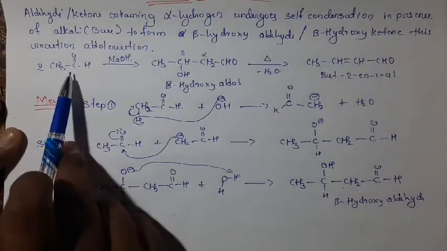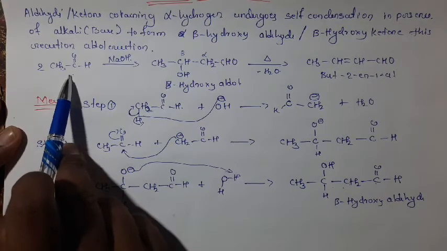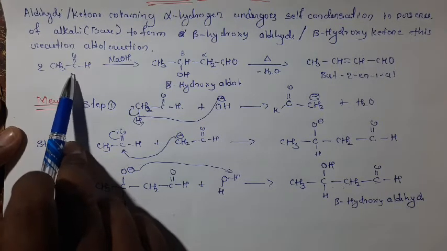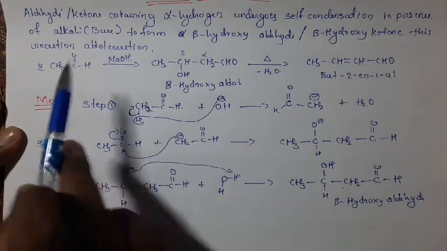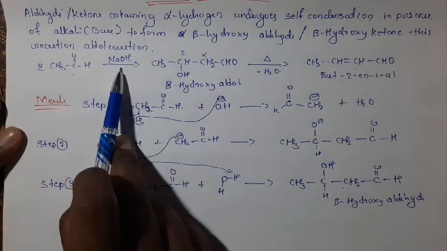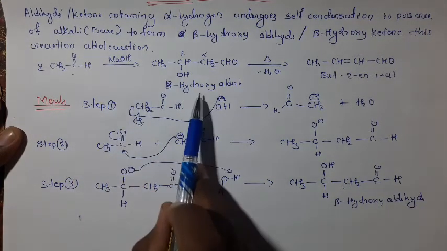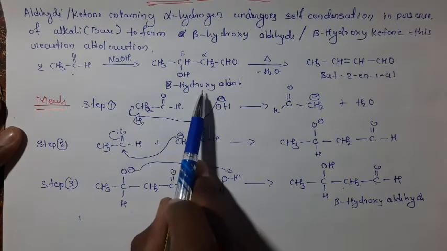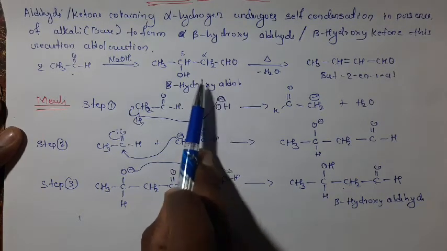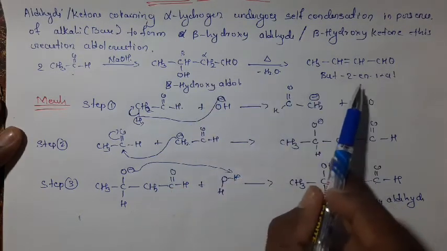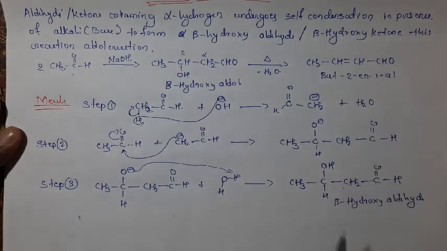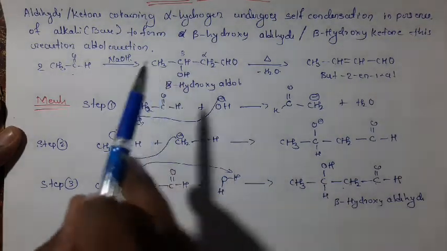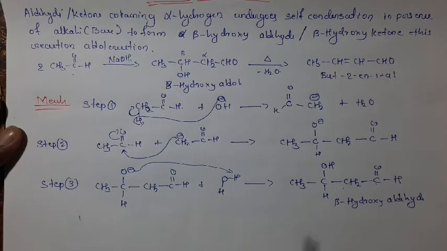This reaction is also possible with ketones. Instead of taking an aldehyde, if we take a ketone which contains alpha hydrogen, when it is reacted with NaOH, it is converted into beta hydroxy ketone, and on heating it gives the same product, the alpha beta unsaturated product. This is called aldol condensation.